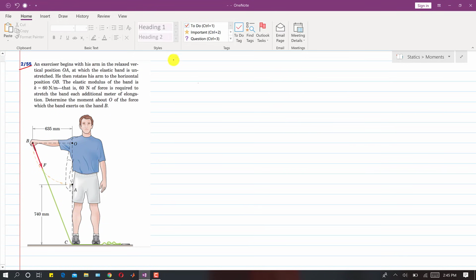So how much is the CA? If I write that the unstretched length, let's suppose this is L0, original length, then this is 740 mm, or 0.74 meters, right? So this is the unstretched length, and as we can see, let me write that this OA length is equal to OB length, this is the arm length, right? So the arm length will remain constant, right? So OA length is equal to OB length is equal to 635 mm.